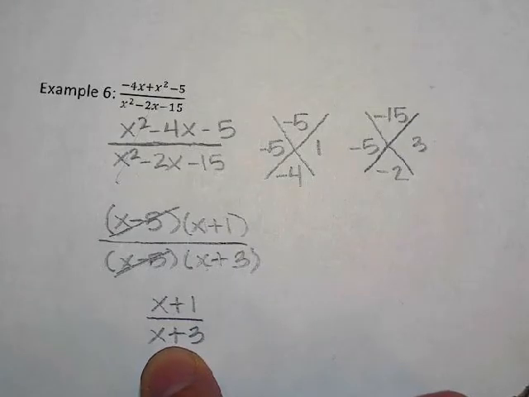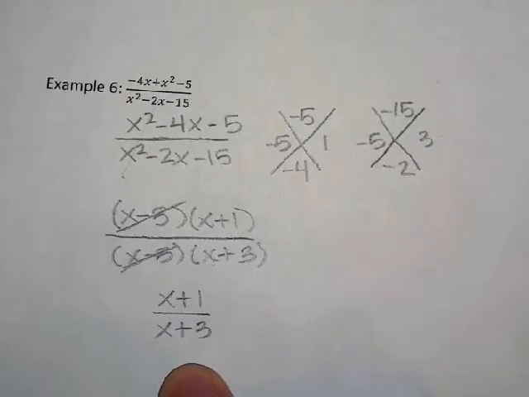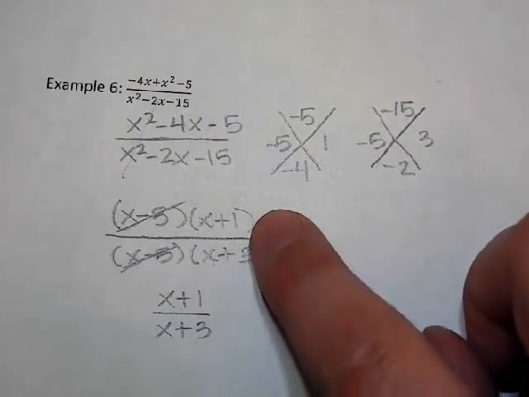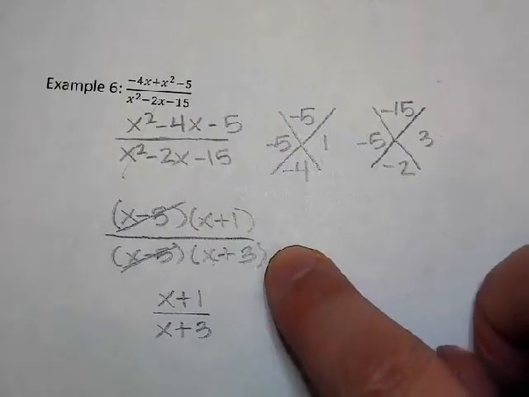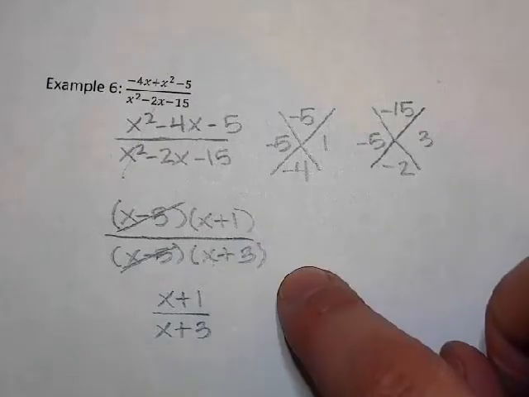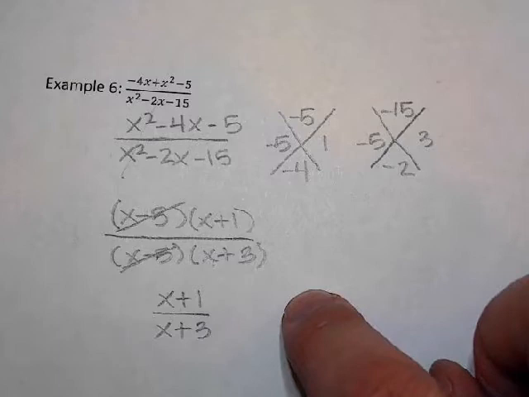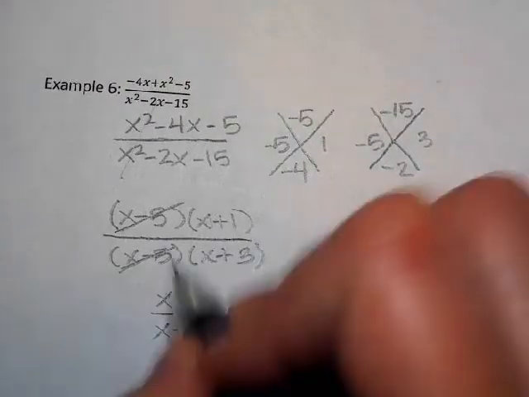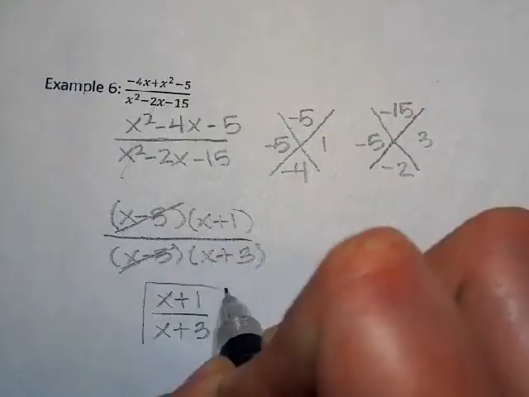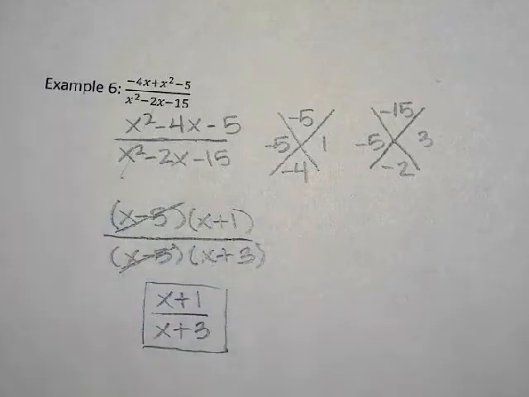Okay? So you can only cancel parentheses if the sets of parentheses are identical. If the parentheses are not identical, you cannot cancel them. Okay, so x plus 1, x plus 3, we are finished. Okay, everyone feel good about that? All right, take your notes, flip it back over to the front.